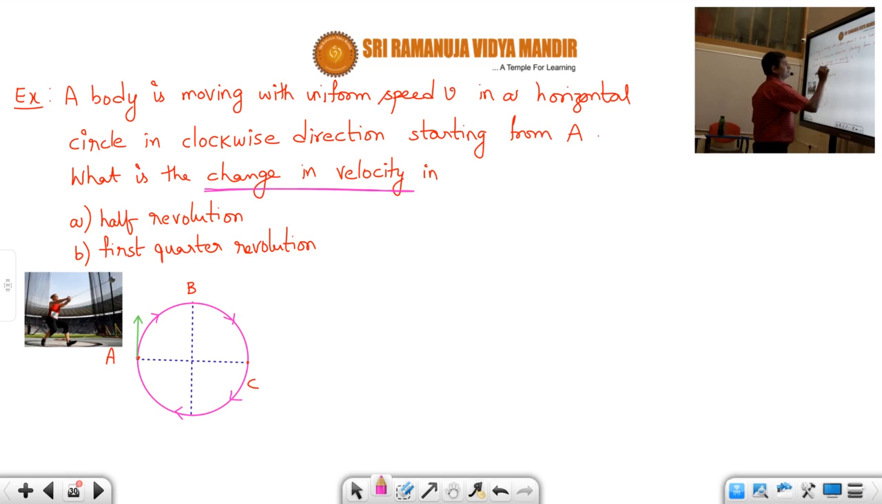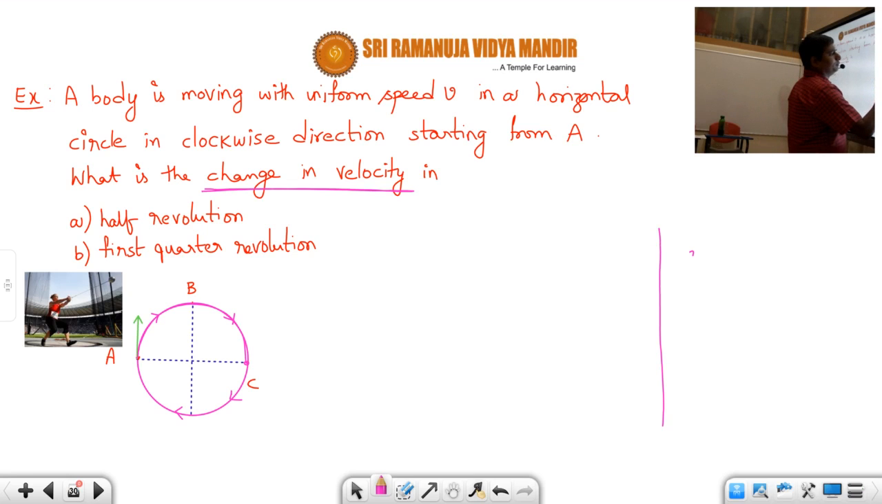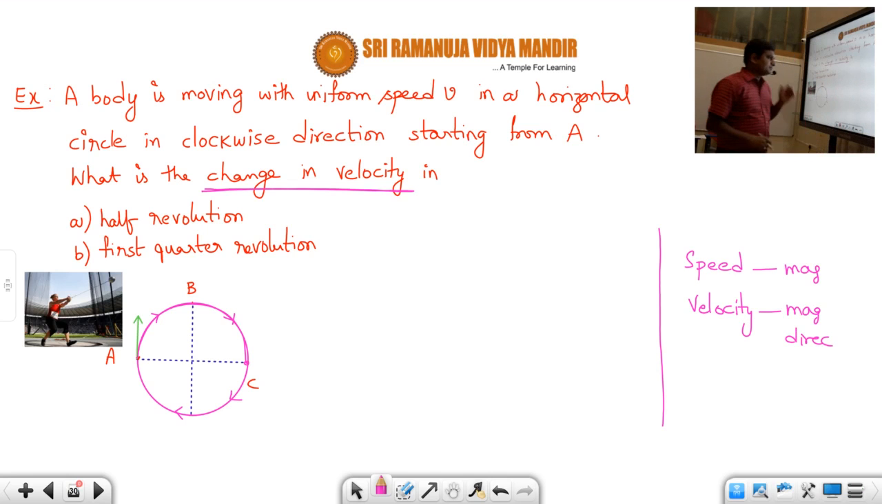Change in velocity is what they are asking in half revolution. That means by the time it comes from A to C, what is the change in velocity? Okay, students. Before going to it, I hope you know the difference between speed and velocity. Speed is a scalar which will have only magnitude, and velocity is a vector which will have both magnitude and direction. So now here they are asking change in velocity.